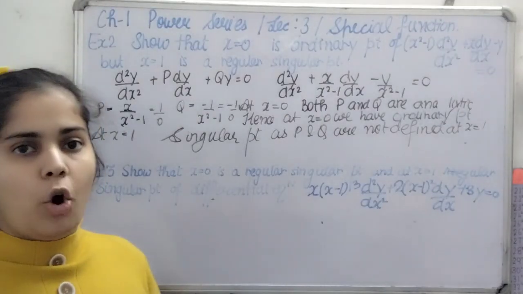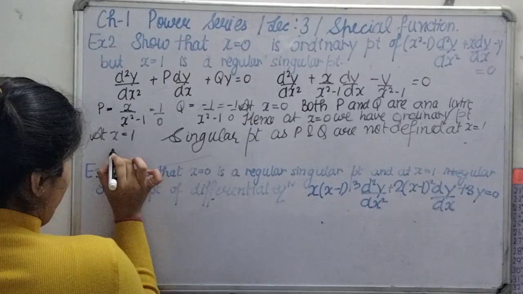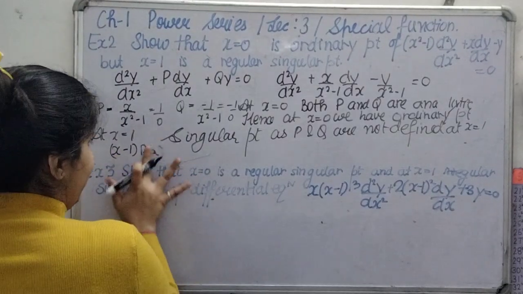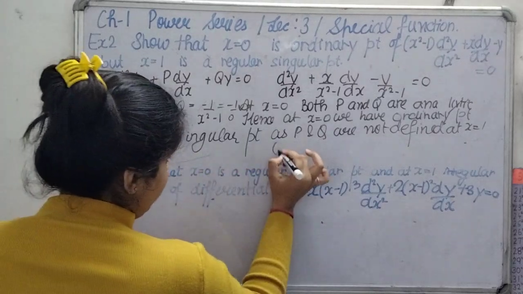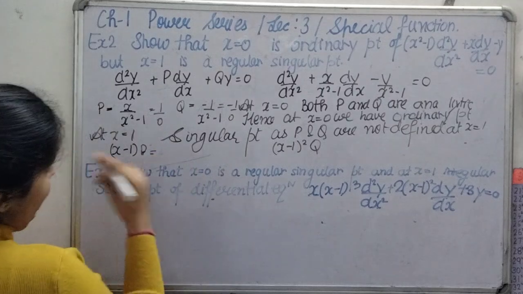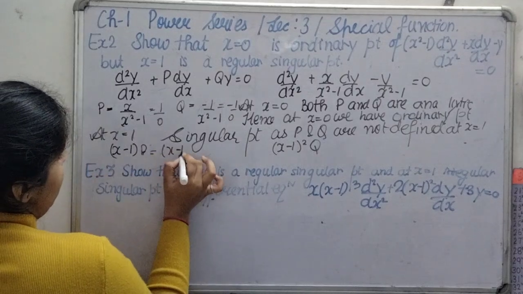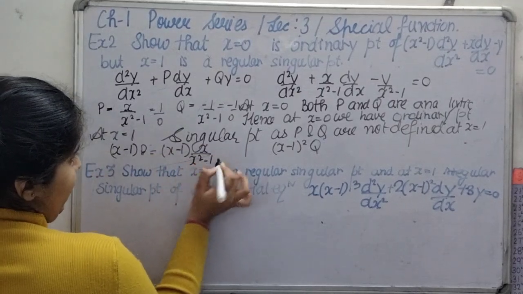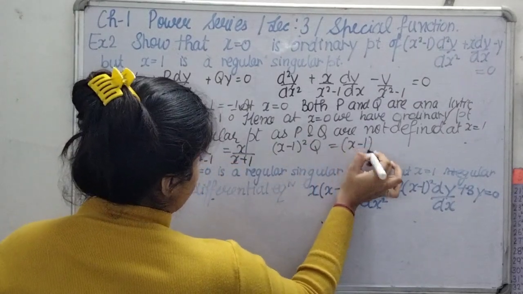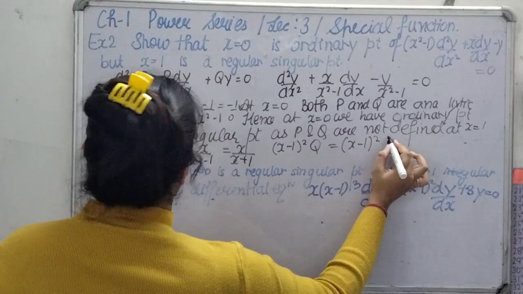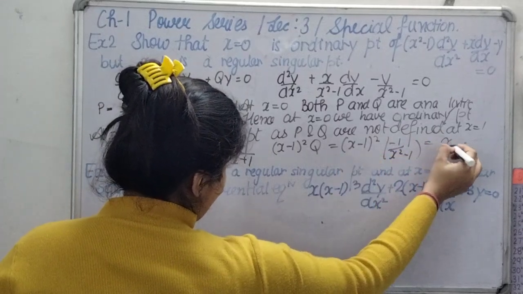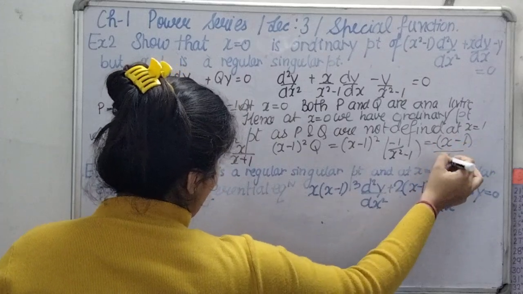Now we have to check whether it is regular or irregular. We have the method to check only for the regular point, that is, for whichever point is given, x minus a, means x minus 1, times p, or we can write just p. And for q we have x minus 1 square into q. Let us see what will happen. It will become x minus 1 into x upon x square minus 1, that is x upon x plus 1. It will become x minus 1 square times the value of q we have here, minus 1 upon x square minus 1. Here x minus 1 will cancel, and x minus 1 upon x plus 1 is left.